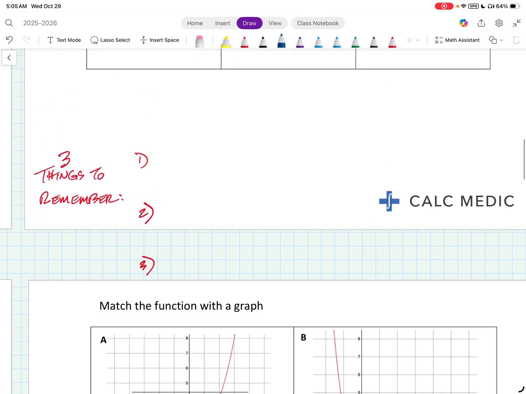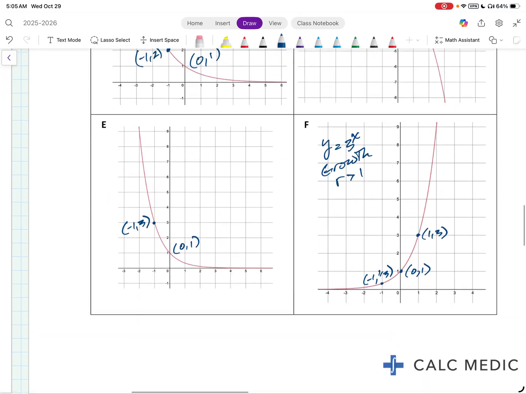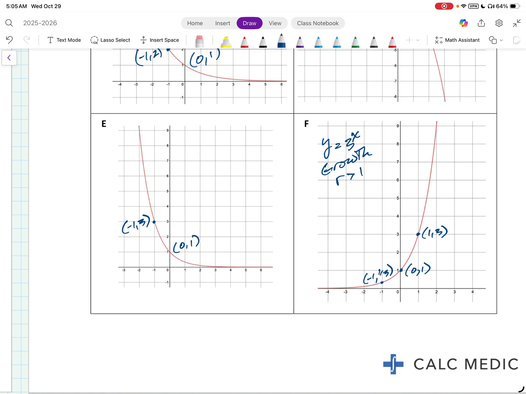What points am I looking for? Let's see here. So 1 comma negative 1. Oh, look at that. Negative 1 comma 3, 0 comma 1, 1 comma 1/3. Oh yeah, 1 comma 1/3. There we go. So this is y equals 3 to the negative x power, which can be rewritten as 1/3 to the x power. All right, so this is a decay function.